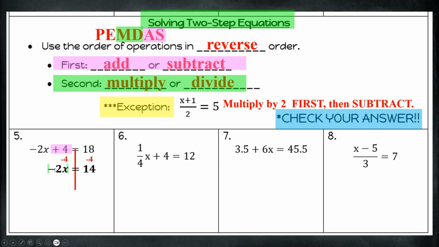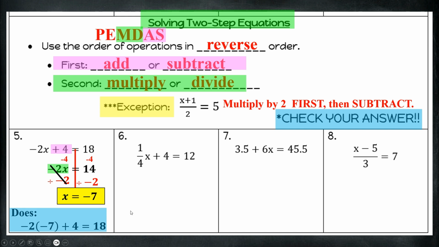Then that negative 2 is being multiplied because that's the coefficient of the x. So we're going to divide by negative 2. And when we divide both sides by negative 2, we get x is equal to, or sorry, negative 7. 14 divided by negative 2 is a negative 7. We can then plug that in to check our answer.